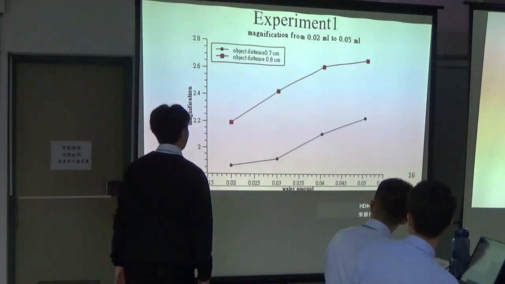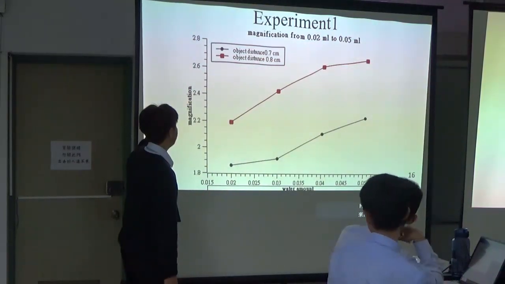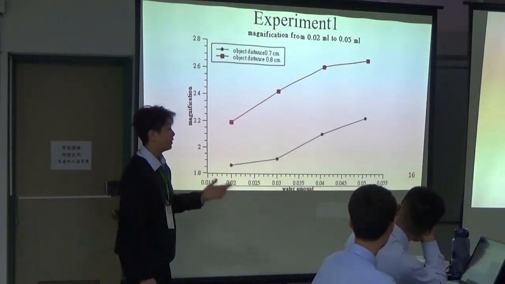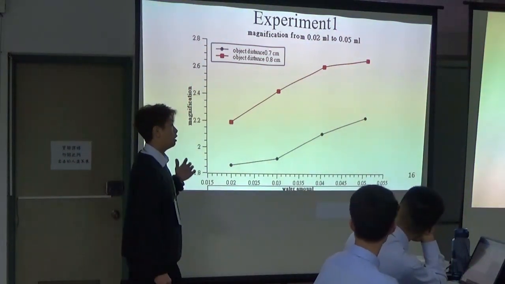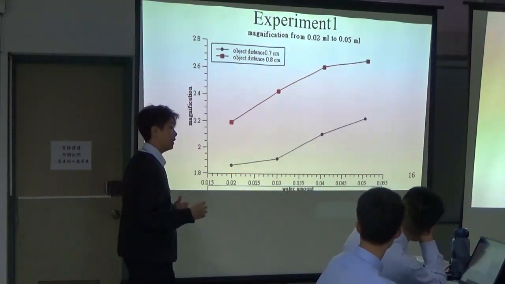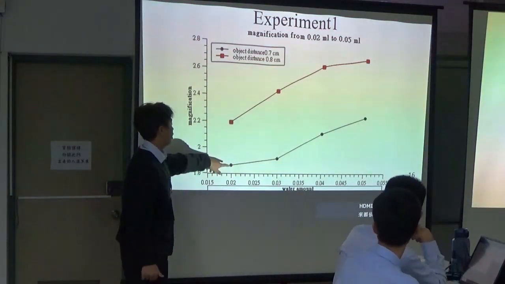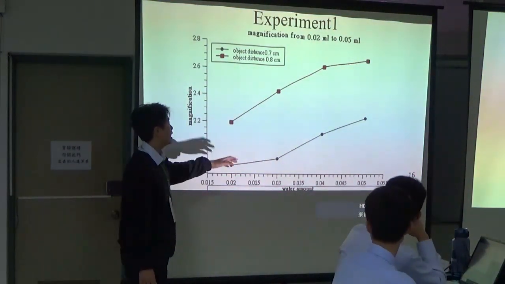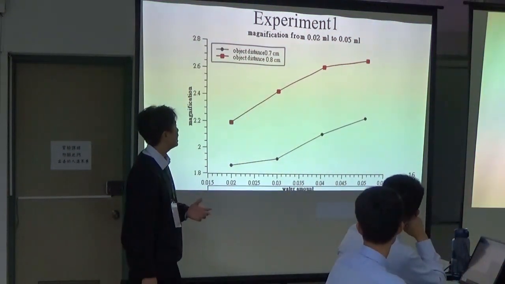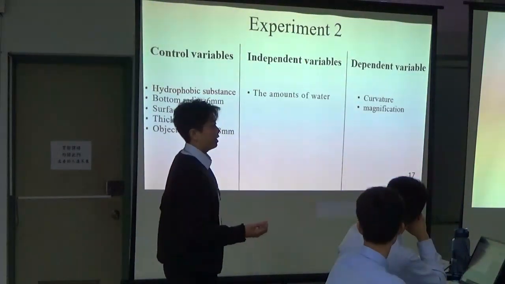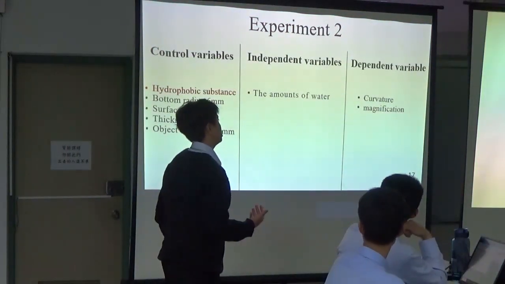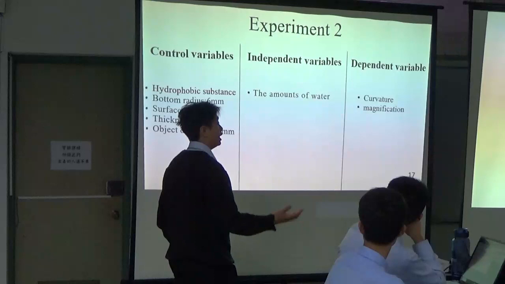This is the magnification, and below is the water amount. As I just mentioned, both magnification and the curvature increase along with the water amount. Below this, the dark line is the object distance at 0.7 centimeters, and the red line means the object distance at 0.8 centimeters. For experiment 2, we have discovered that the water amount has a direct effect on the magnification and the curvature.